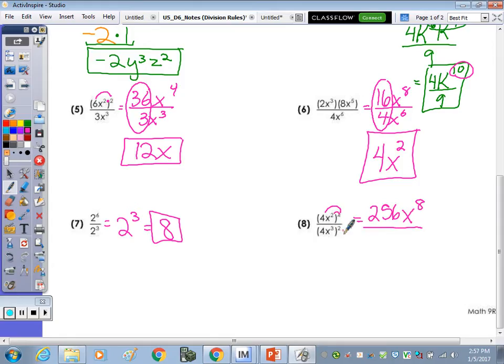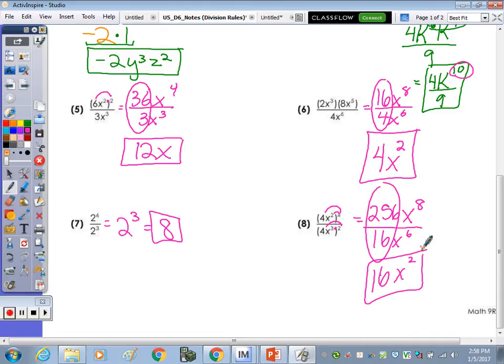And then 4x cubed squared. 4 squared is 16. x cubed squared is x to the 6th. Yes. 256 over 16? 16. And then x to the 2nd. Now this morning, they thought the back was much easier than the front. And I would have to agree with them.